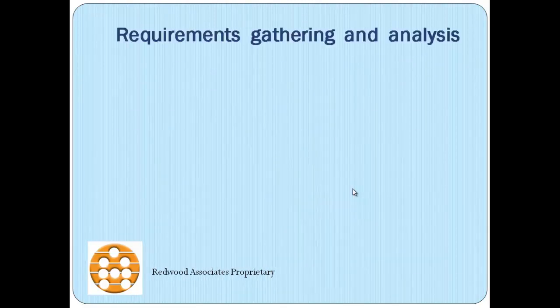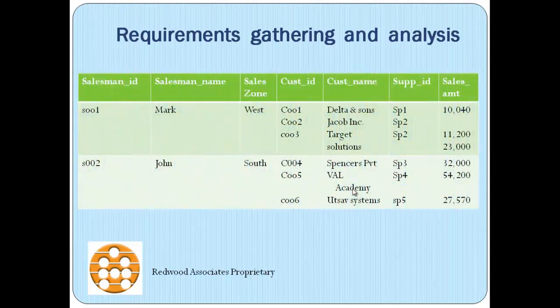Requirements gathering and analysis. Now, let us have a look at this table. It speaks about the salesman ID, the salesman name, the sales zone, the customer ID, the customer name, the supplier ID, and the sales amount. Now let's look at this table for a second. A lot of questions come to our mind when we have to design a table like this.